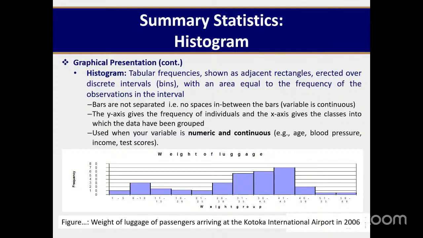The reason why there's no space between them is that where one class ends is the beginning of the next class. So we don't separate the rectangles because the end of one class is also the beginning of the next class. That's why we use them for numeric or continuous data type.